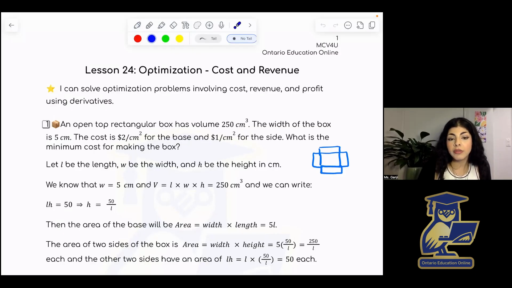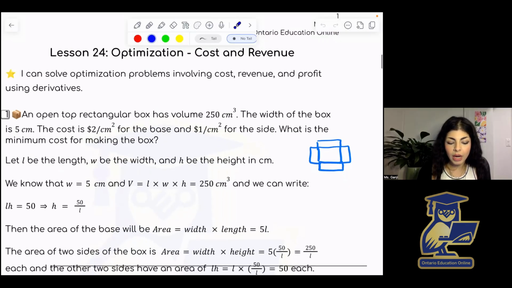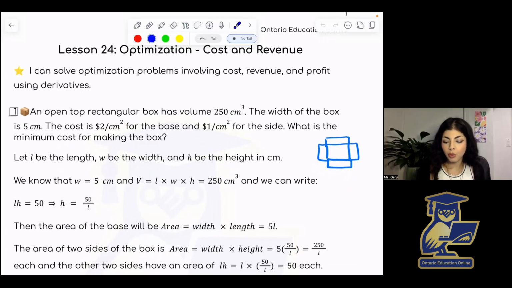One interpretation of this could be that maybe you're using two different materials for the base and the sides, so that's why there's a difference in the costs. Or perhaps the base has to be thicker than the sides, so again, the base costs more. I have a diagram here for you for the net of the box. Again, remember there's no top, so we just have the four sides and the base.